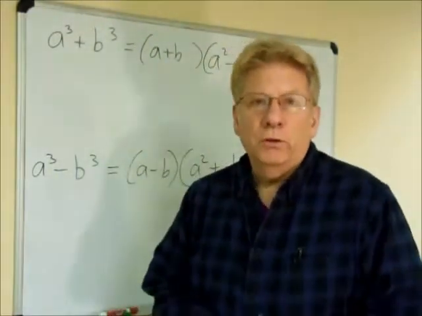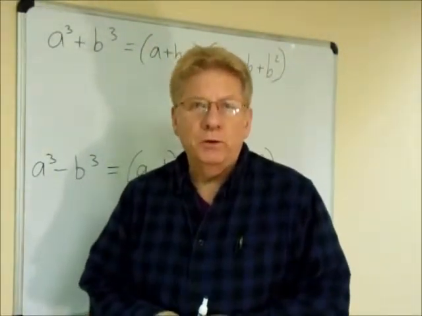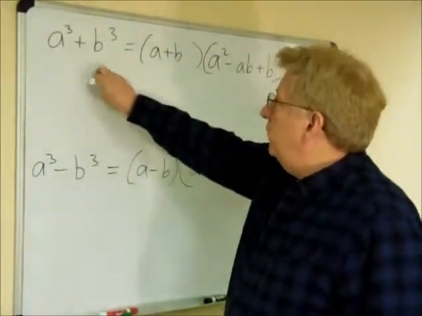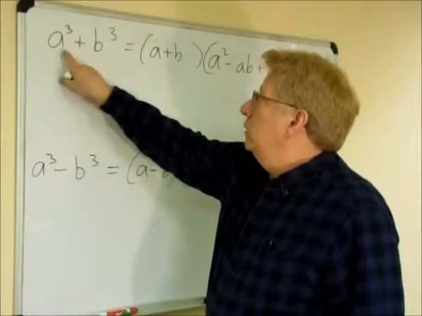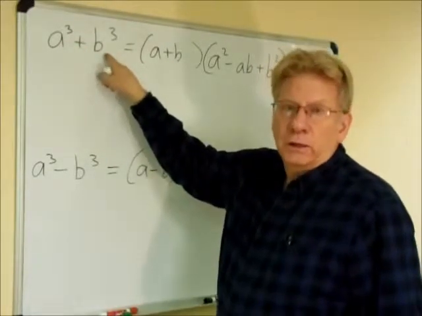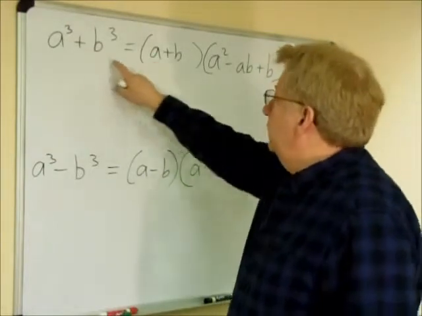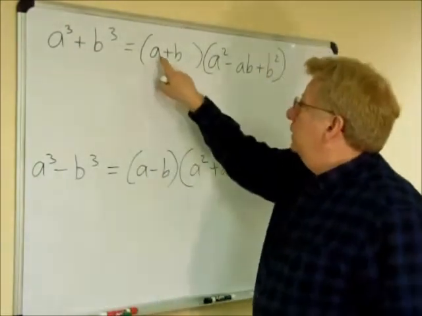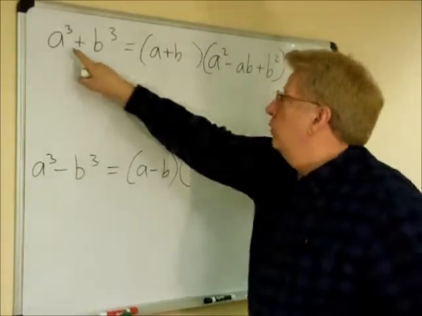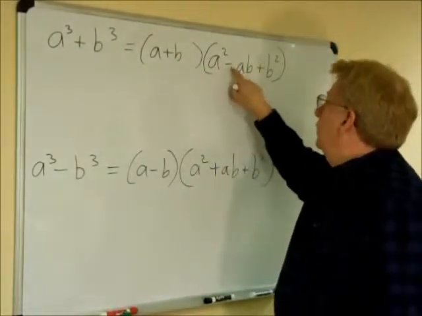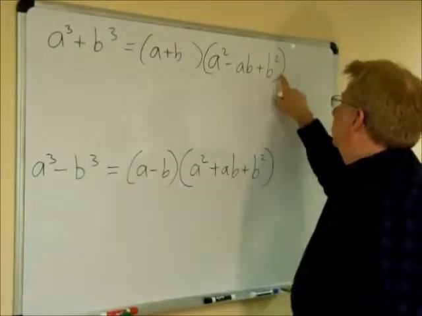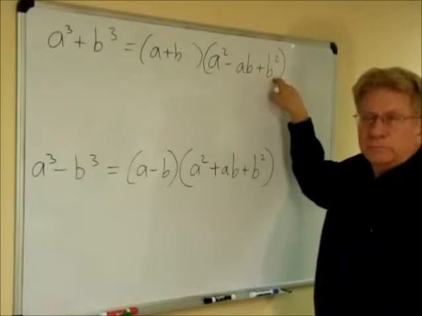In this video we're going to be looking at special factoring patterns in polynomials. Here we see one pattern when we have the first term cubed plus the second term cubed. And the pattern for that would be a plus b times the first term squared minus the product of the first and the second term plus the second term squared.